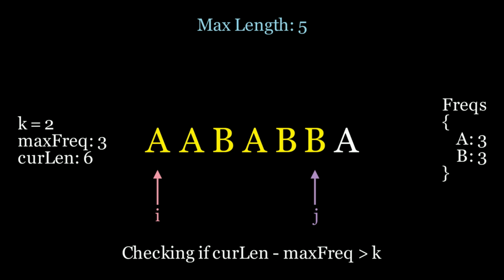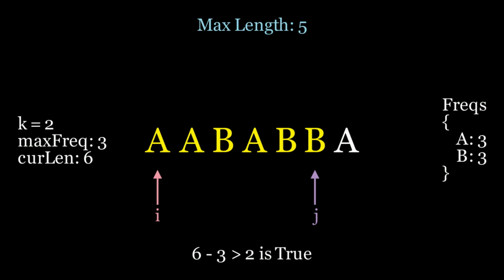And now this is where things get interesting. curLen minus max frequency is 3. Is 3 greater than K, which is 2 in this case? Yes. And now do you understand this check? curLen minus max frequency is 3. It means we need to swap out 3 characters. But we could only swap out K characters, which is 2. And in this case, we need to swap out more characters than we're allowed to. And so our condition becomes true, which means we need to move the I pointer.